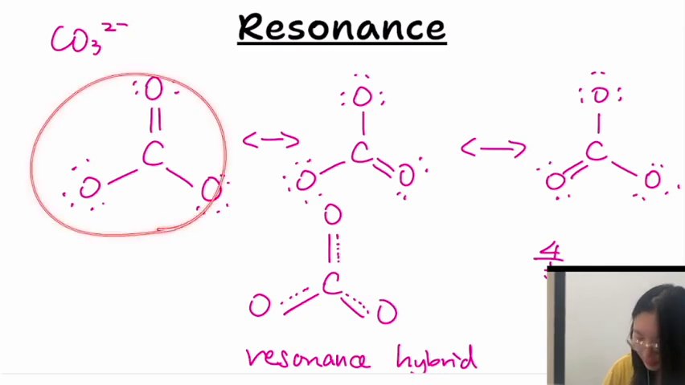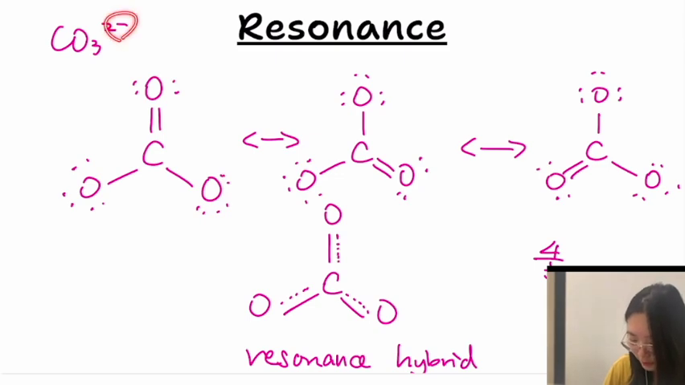And carbonate as a whole carries a charge of -2. And then the charge of -2 is also shared between 3 of the oxygen atoms. So eventually, each of the oxygen atoms carries -2/3 charge.